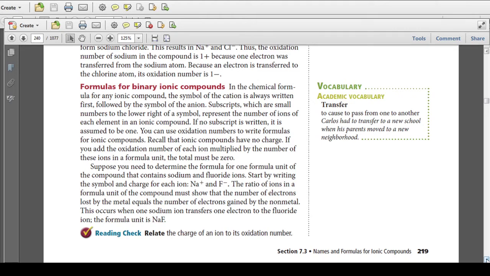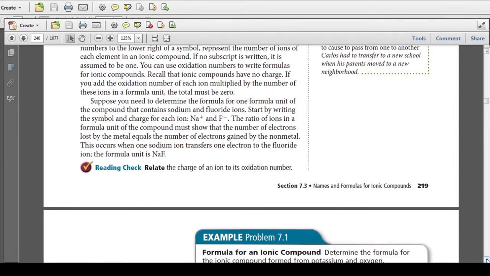The ratio of ions in a formula unit of the compound must show that the number of electrons lost by the metal equals the number of electrons gained by the nonmetal. This occurs when 1 sodium ion transfers 1 electron to the fluoride ion, and the formula unit is NaF, sodium fluoride.